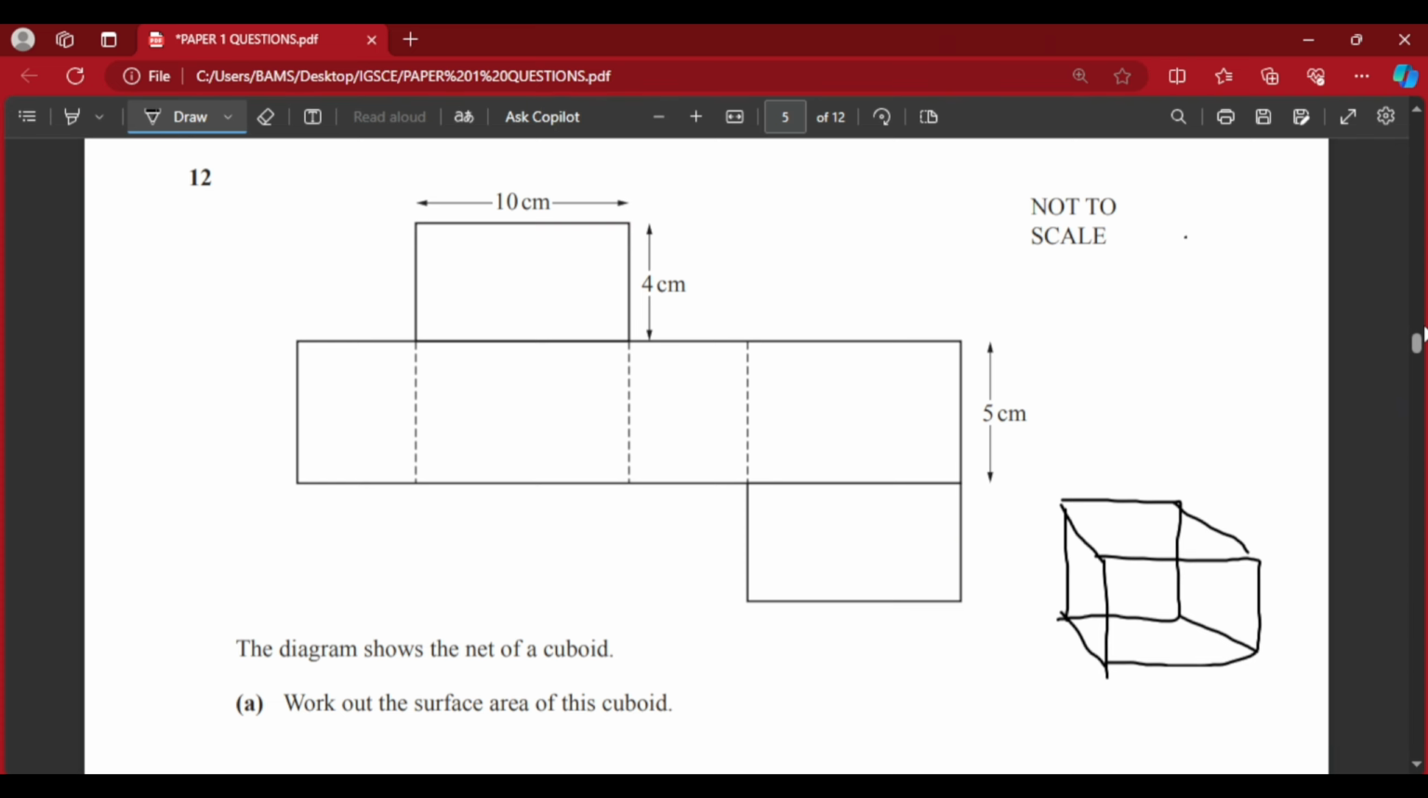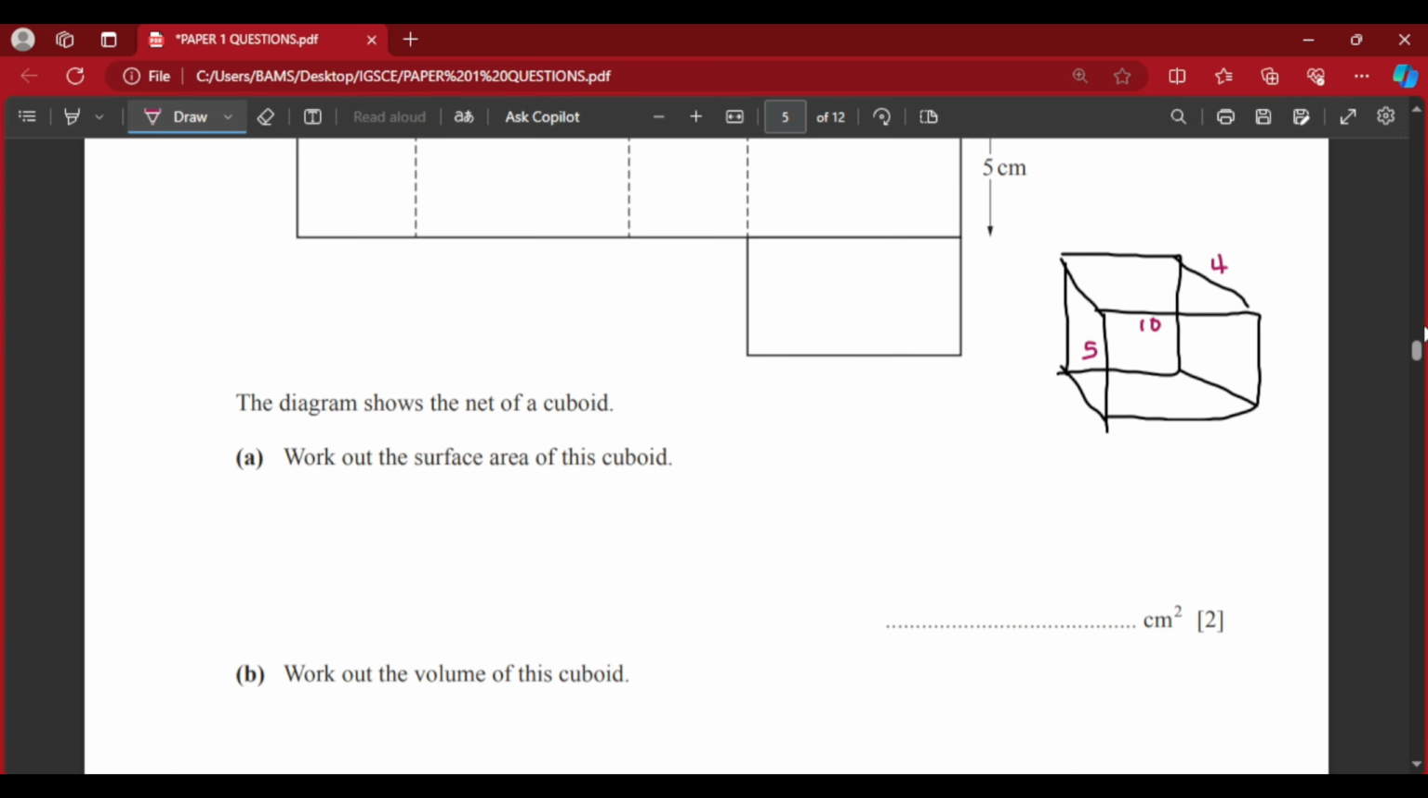If you look critically at the diagram, you will see that the 10 is somewhere here, right? That's the length. Then if you trace this particular side of the diagram, it is like the width, that's 4. Then this will be the 5. That is the height. So what will be my surface area? Now that I know how to correctly place my diagram, the surface area of a cuboid is 2 into the bracket of length times breadth plus length times height plus breadth times height. Okay, so that's what I'm going to basically use.